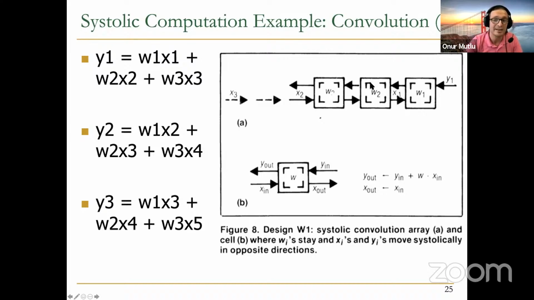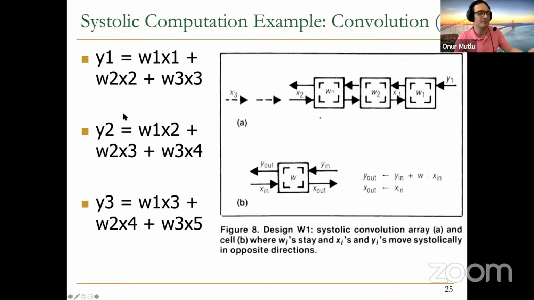But once y1 goes here, x2 also arrives here. Basically, y1 also accumulates w2 x2. And once y1 goes here, x3 also comes here, and then y1 accumulates w3 x3. So at the end, when y1 gets output over here, you get w1 x1 plus w2 x2 plus w3 x3 by just flowing the data through these processing elements that have different weights, w1, w2, w3.